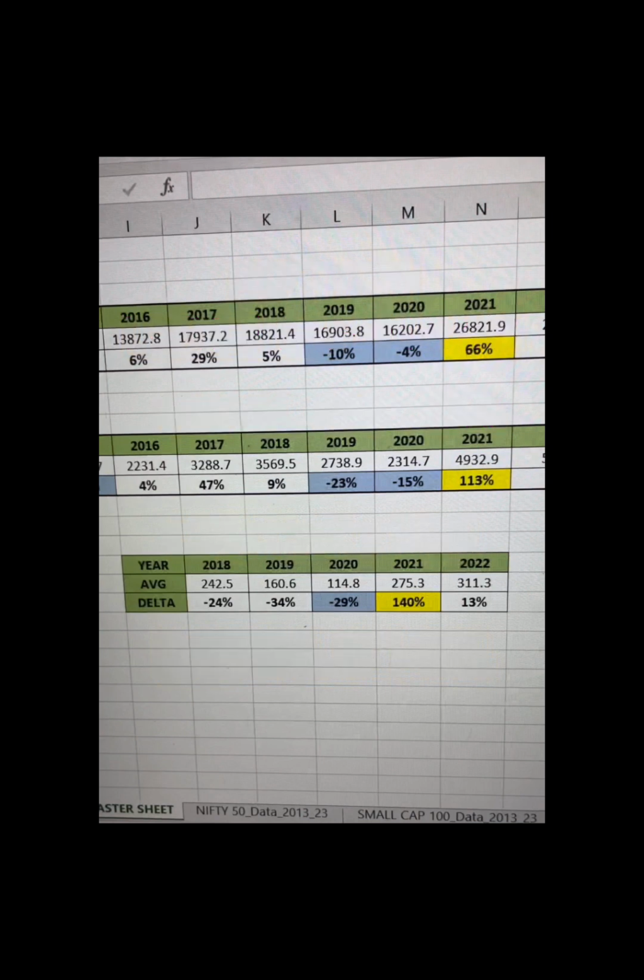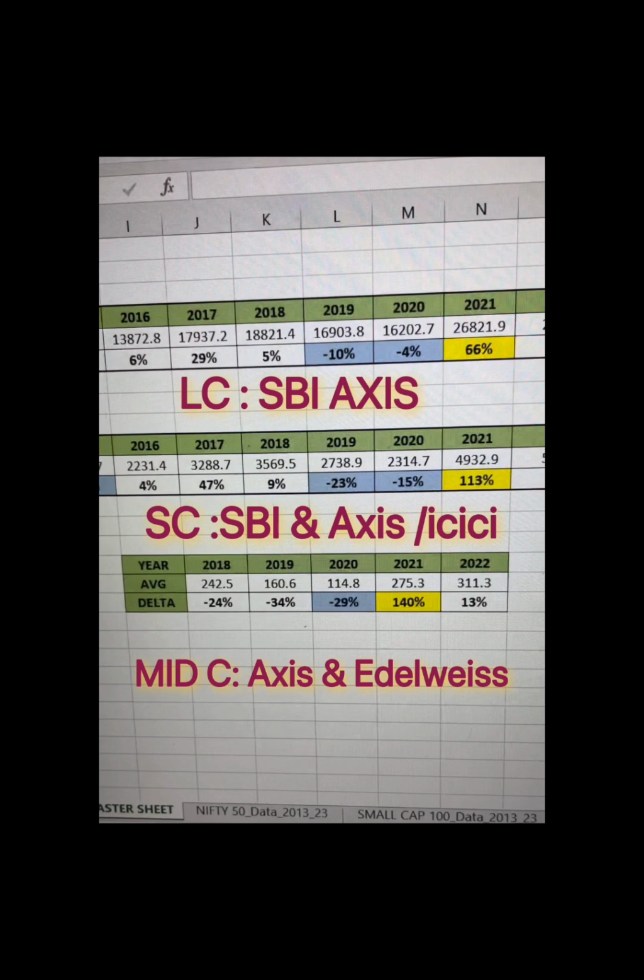I hope you liked it. So guys, if you are really interested in mutual funds, go for SBI and Axis for large cap, SBI and ICICI for small cap, and Axis and Edelweiss for mid cap. These are the schemes where I usually invest.